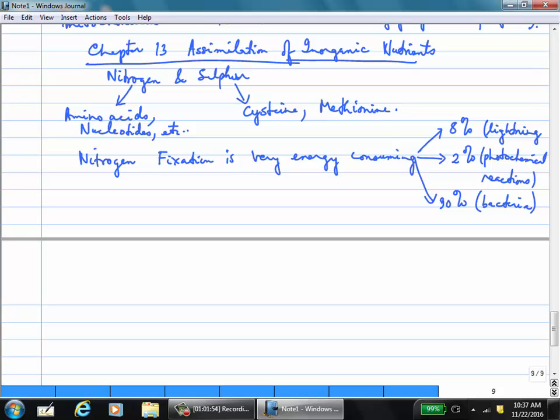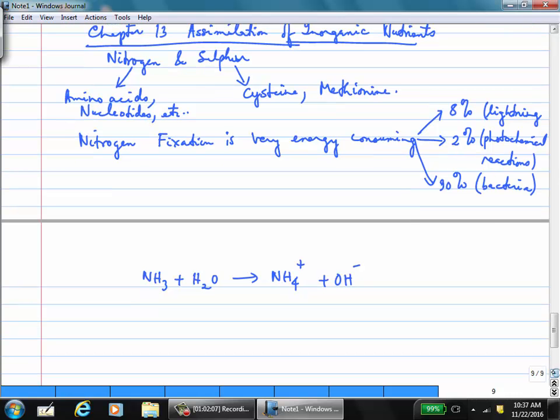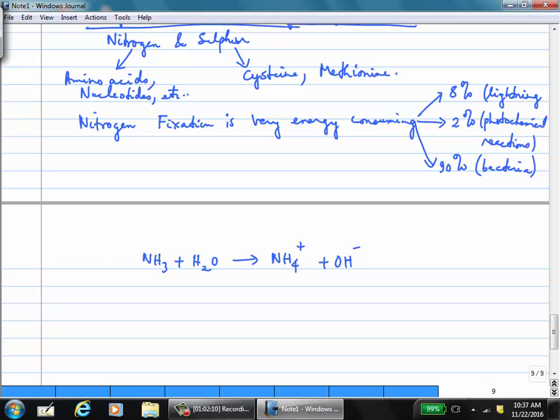Now, if you have nitrogen that gets fixed into ammonia, then ammonia can react with water to produce the ammonium ion plus the hydroxyl ion. Now, unassimilated ammonium ion or nitrate may be dangerous.